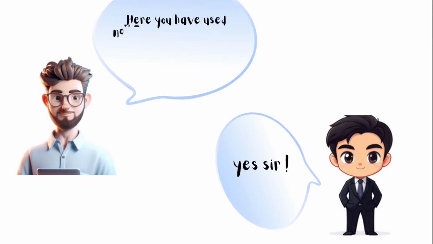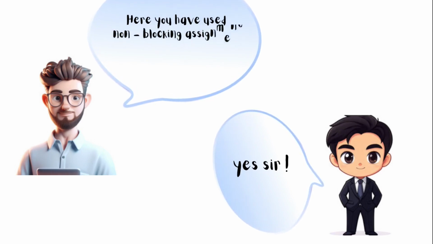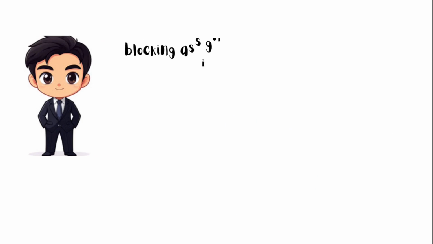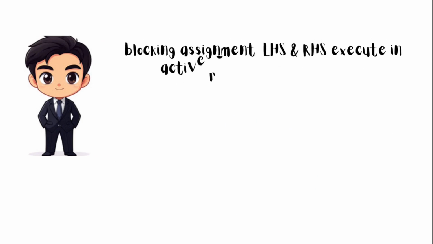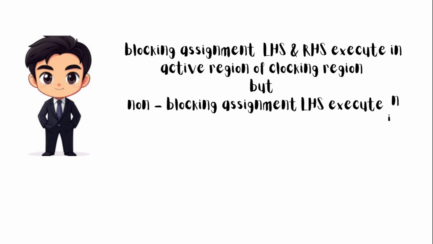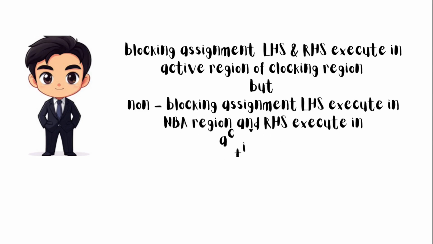Here you have used non-blocking assignment in the D flip flop. Can you tell me the difference between blocking and non-blocking? In blocking assignment, LHS and RHS execute in the active region, but in non-blocking assignment, LHS executes in the NBA region and RHS executes in the active region. Therefore, it looks like parallel.